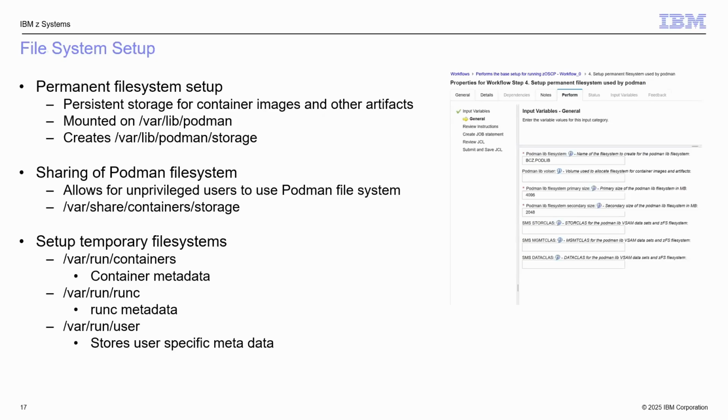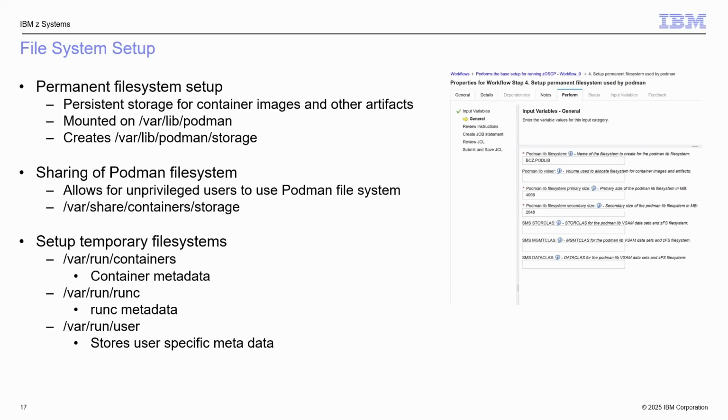The next steps will walk you through the file system setup, the first of which is the permanent file system setup. You can see on the right what that looks like from the workflow step, as well as filling in some of the default values with the primary size and secondary size, as well as the name. If you're SMS managed or not, you can also see some of those variables depending on how your shop is set up. You can specify those there.